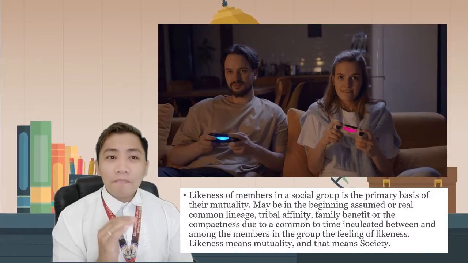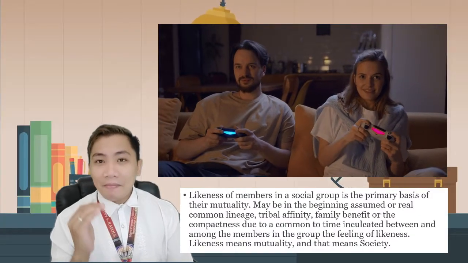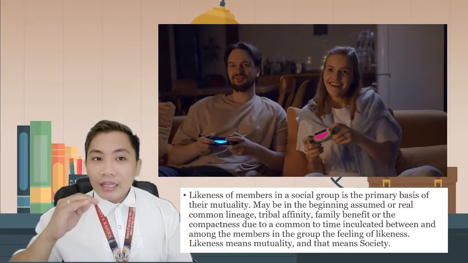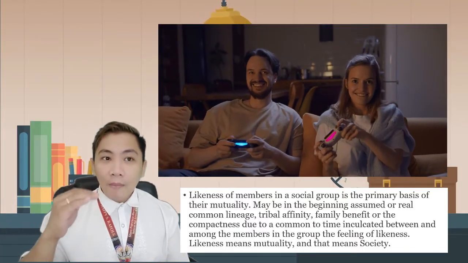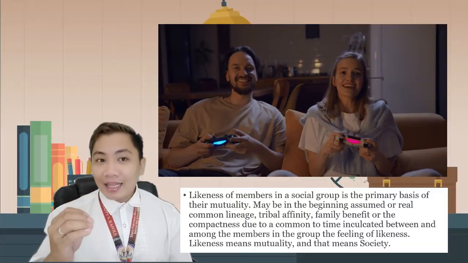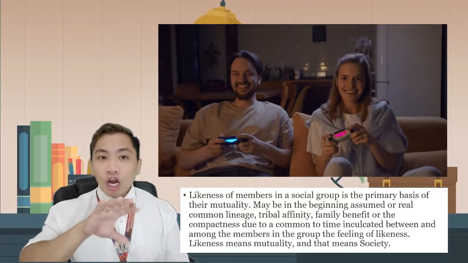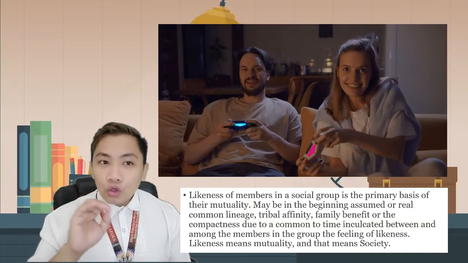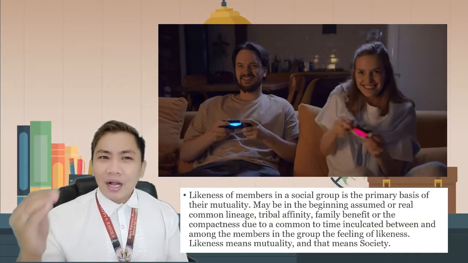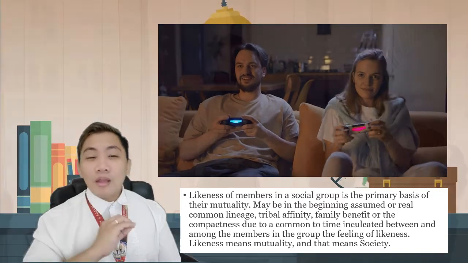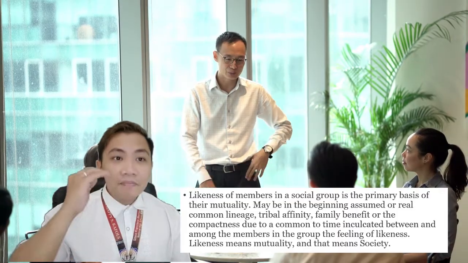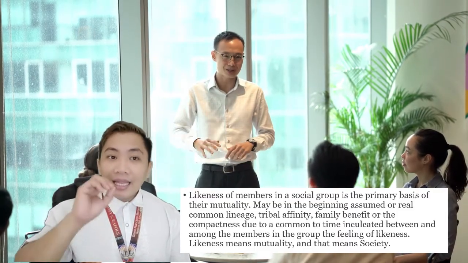likeness. Likeness of members in a social group is the primary basis of their mutuality. Maybe in the beginning assumed or real common lineage, tribal affinity, family benefit, or the compactness due to a common time inculcated between and among the members in the group. The feeling of likeness means mutuality, and that means society.